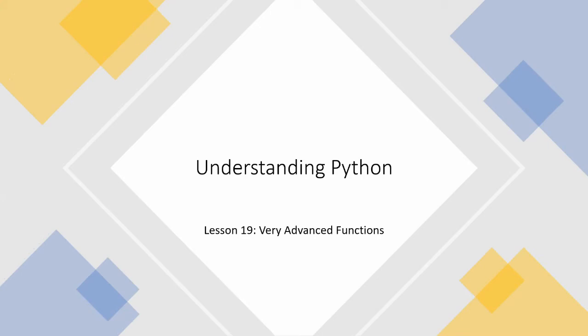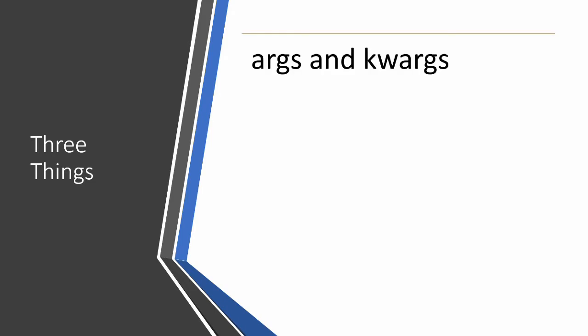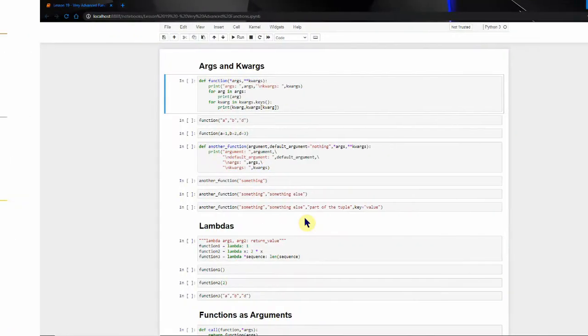Welcome back. Today we're going to be looking at very advanced functions in Python because we've had a look at the basics and then we've had a look at some advanced stuff, and now I want to do some even more advanced stuff with you. So there are three things we're going to look at. The first one is args and kwargs, the second one is lambdas, and the third one is functions as arguments. And I'm going to show you all three of these things using a Python notebook.